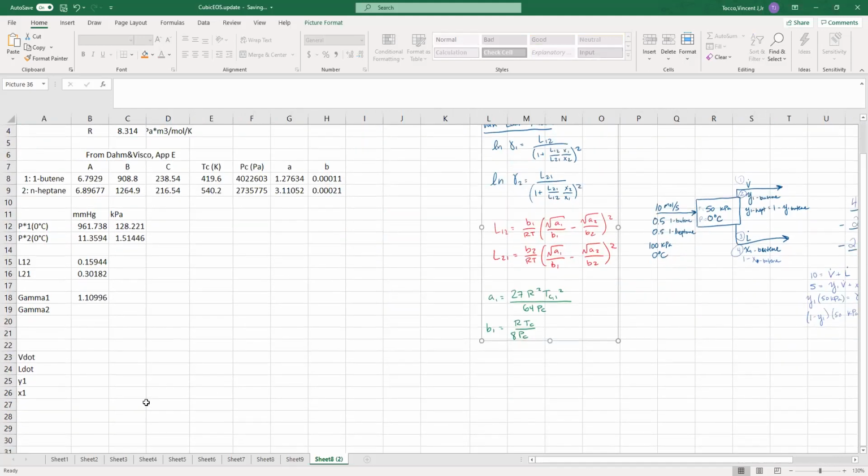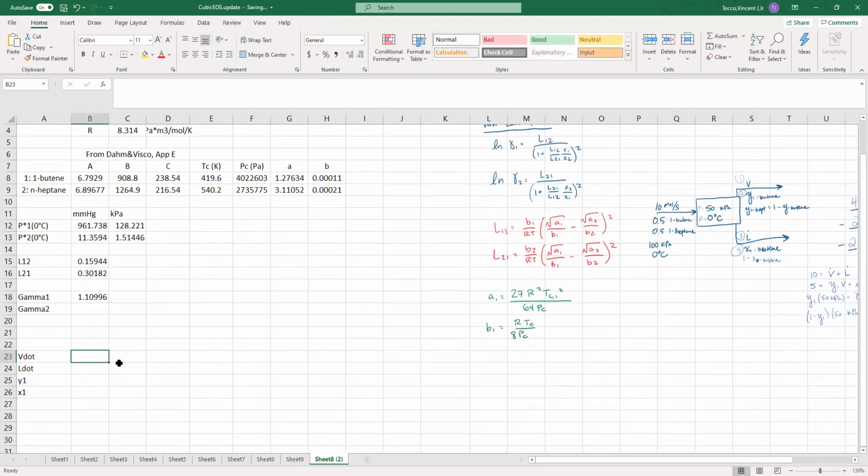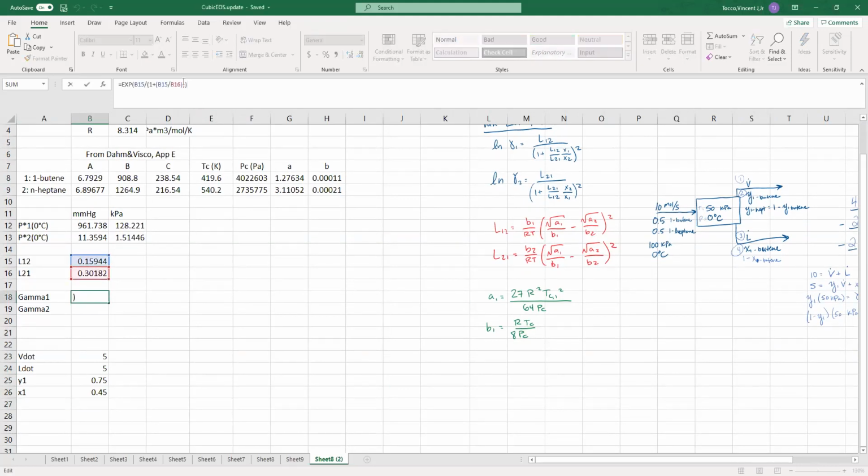So I'm going to give an initial guess for all of these. I'm just going to say 5, 5, and then for y1, I don't know, 0.75, for x1, 0.45. All right, these are just initial guesses once again, to be used as placeholders in calculating everything for when I use solver later. So here, where did I leave off with parentheses?